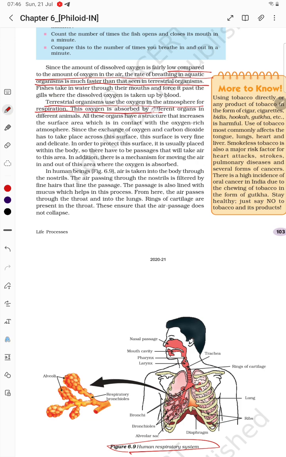This oxygen is absorbed by different organs in different animals. All these organs have structures that increase the surface area which is in contact with the oxygen rich atmosphere. Since the exchange of oxygen and carbon dioxide has to take place, this surface is very fine and delicate.